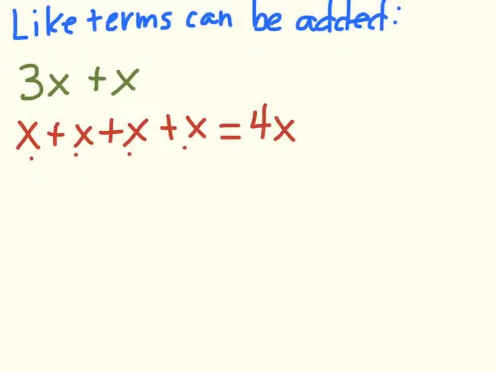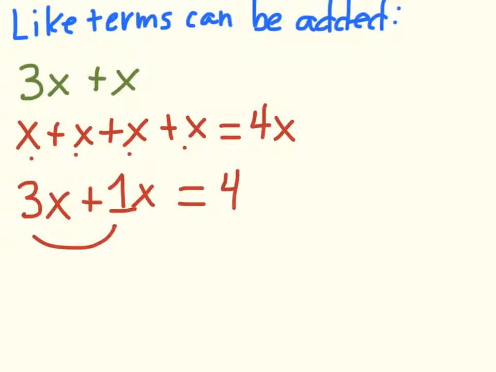Another way to think about this is to simply add the coefficients. 3x plus, and remember, there's an invisible 1 in front of that single x. So now you just add your coefficients, 4, and put your variable back on, x. So the simplified version of 3x plus x equals 4x. We call 3x plus x and 4x equivalent expressions because they're equal for all values of x. No matter what value of x you would substitute in, those two statements would be equal.